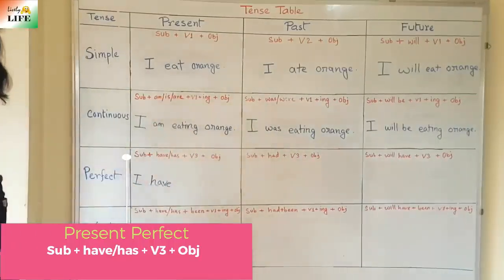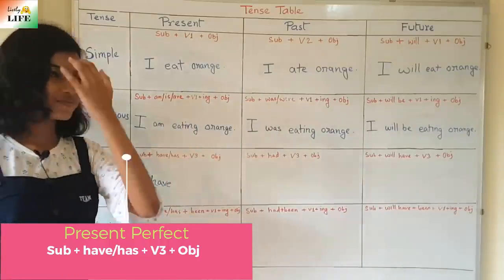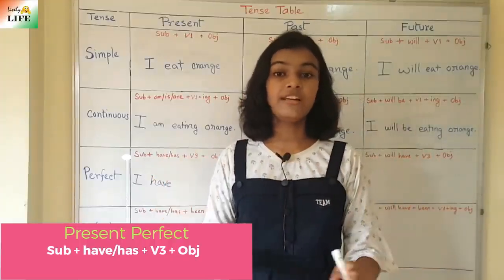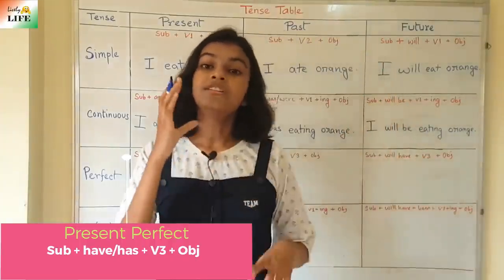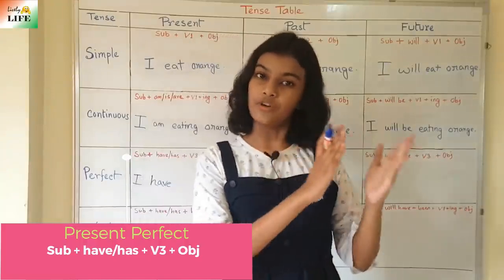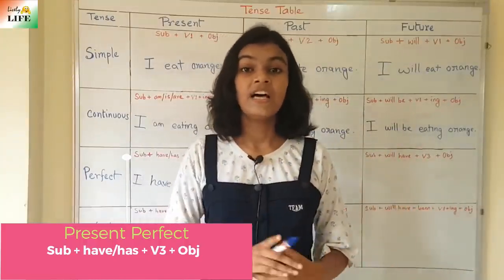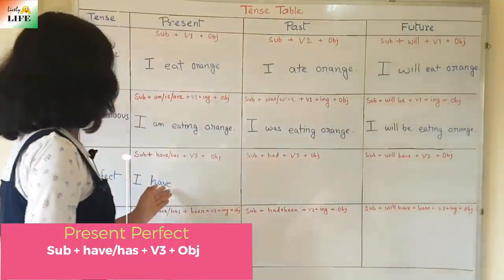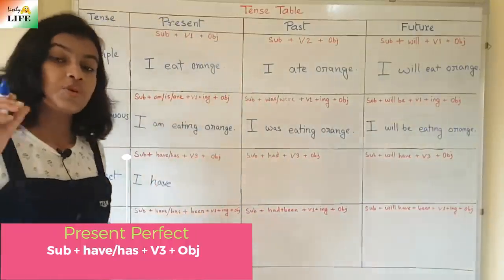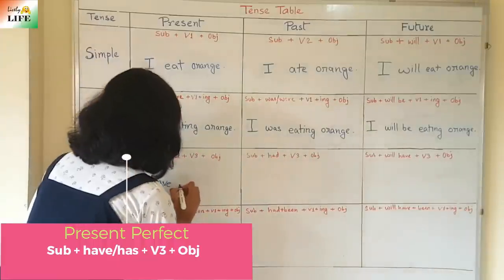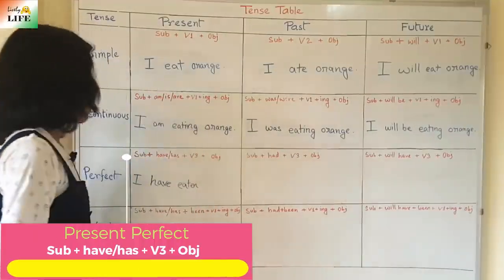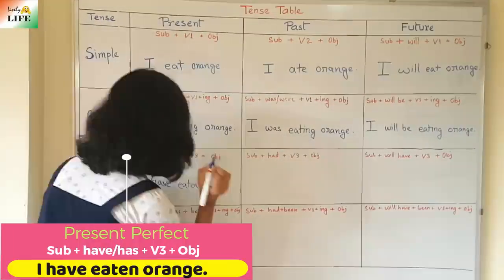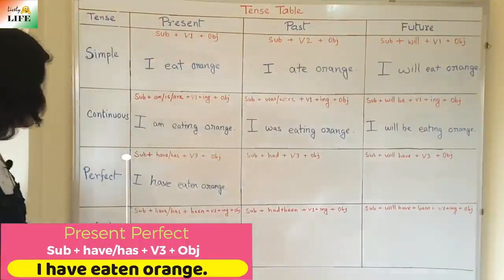Okay, I have. Then V3 form. So I told you at the first of this video that verb has 3 forms, right? What is the third form of eat? So first form is eat, second is ate, third is eaten. So we are going to use the third form. So we are going to write eaten. I have eaten orange. This sentence is in present perfect tense.